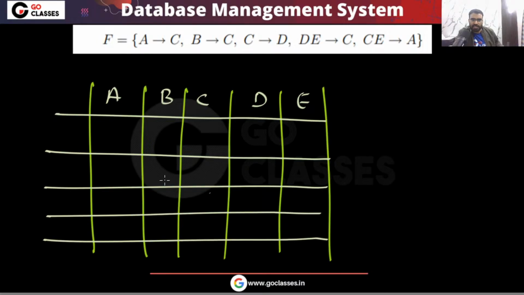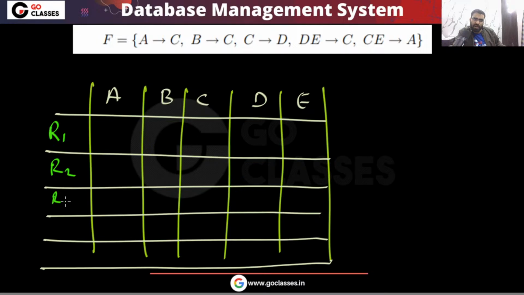How many sub-relations are there? Total 5 sub-relations are there. So you can easily see that we have sub-relations R1, R2, R3, R4, R5. Okay, so these are the sub-relations that we have. Total 5 sub-relations you have.